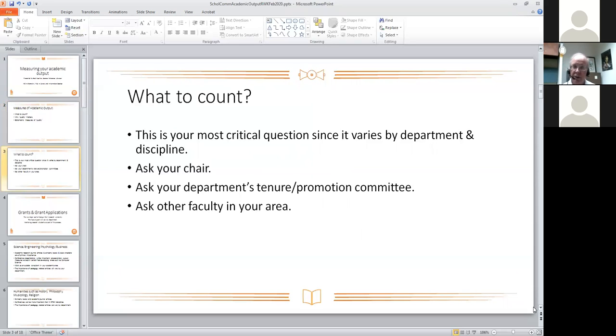What to count is your most critical question. This varies by department and by discipline. Start, of course, ask your chair. Talk to your department's tenure promotion committee. Ask other faculty in your area. They'll have the best ideas what exactly matters here at UTEP. So pay attention to that. Ask around. That's where you start, okay?